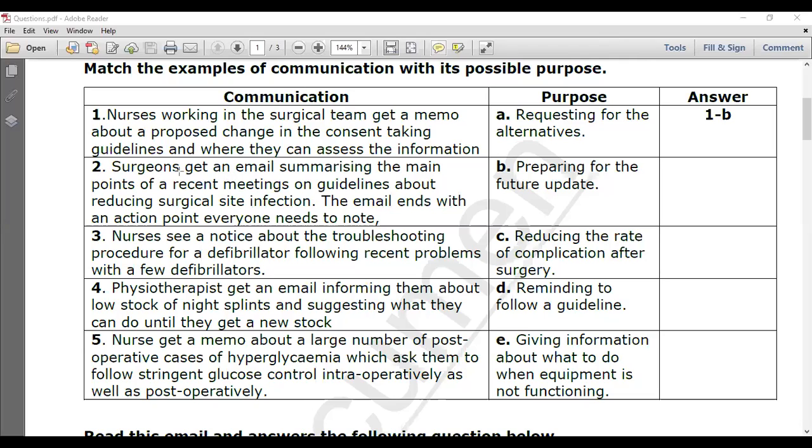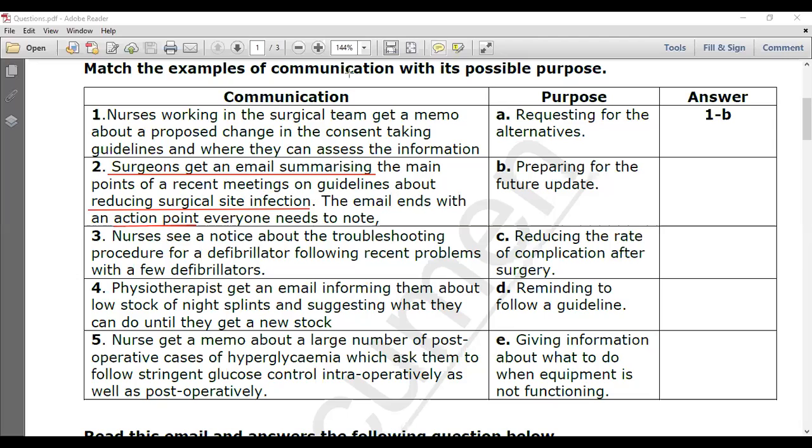So for the second one, it says it is surgeons who are getting the email, which is summarizing the main points from the meeting about reducing surgical site infection. And it ends with an action point. Okay, so it has an action point in it, which means it does give information about what is to be done. So here it says it is an email and it ends with an action point, and it concludes the points of a recent meeting on guidelines.